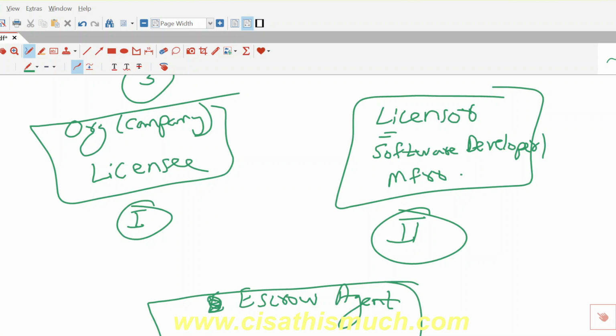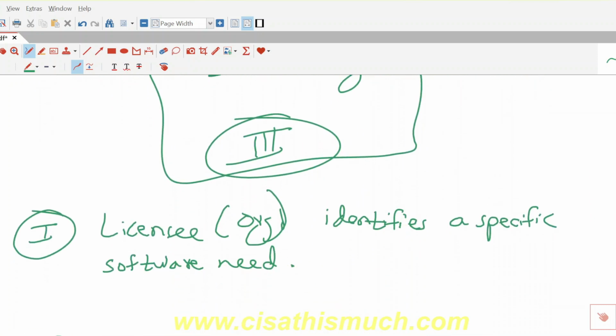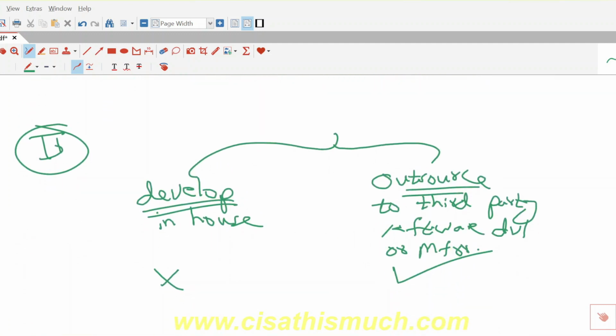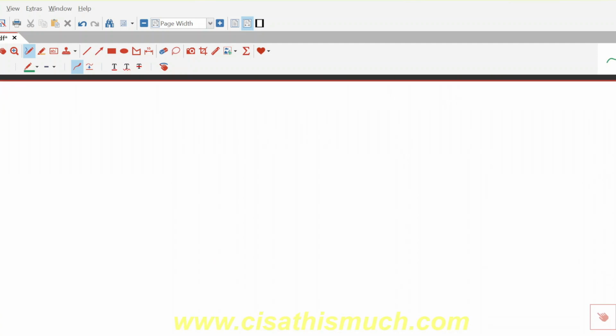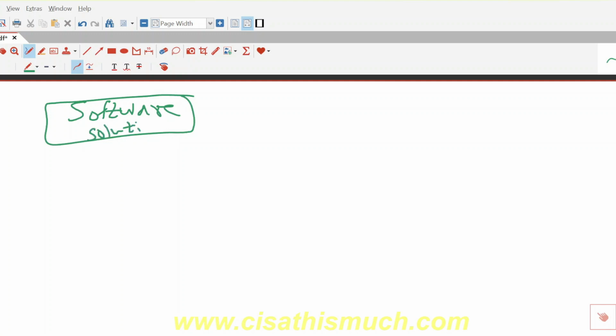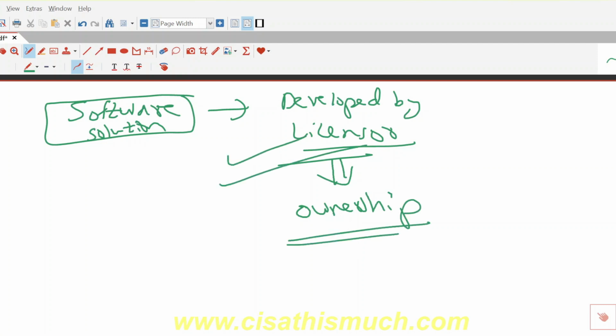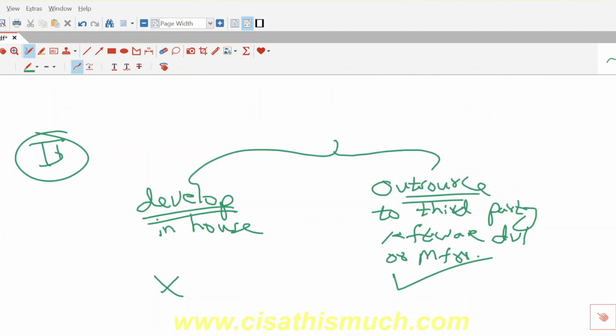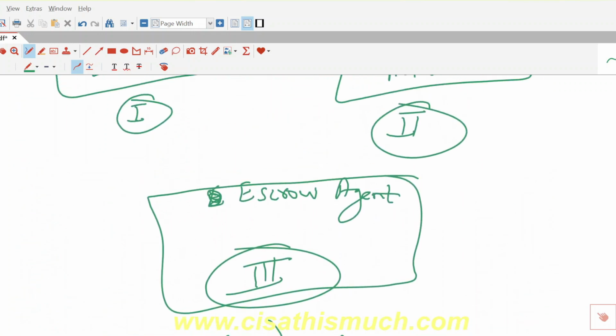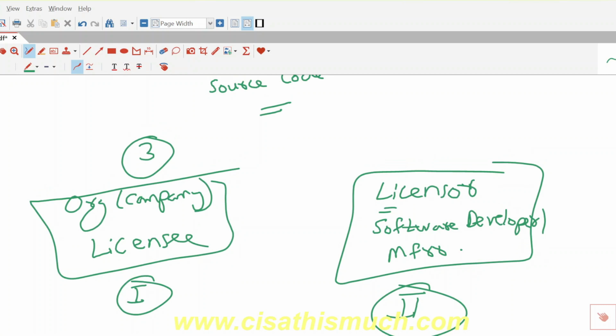But here we are not developing in-house. Here we are outsourcing to a third party software developer. Now understand one thing: basically we wanted a software solution, and the software was developed by the licensor. Why do we call this the licensor? Because the ownership lies with the licensor company, the manufacturer company. When I am outsourcing to the third party software developer, that developer is the owner of the source code. I am not the owner. The organization does not own that source code. Basically you just have the right to use it.